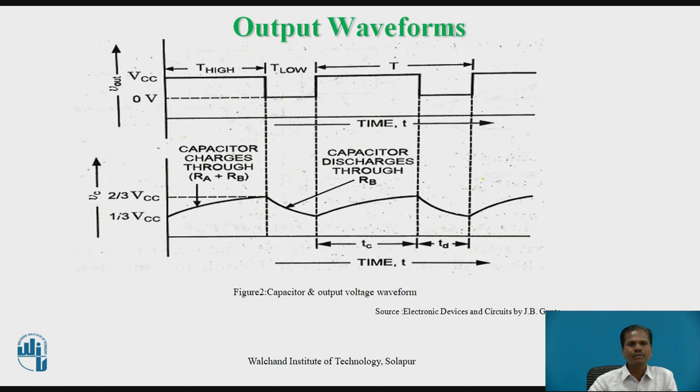When the voltage across the capacitor just falls below 1/3 VCC, again the internal comparator 2 switches the internal flip-flop, so that its Q bar output becomes high and the final timer output becomes high. So as the voltage across the capacitor just falls below 1/3 VCC, again the timer output becomes high. So TC is the time duration for which C charges from 1/3 VCC to 2/3 VCC, and TD is the time duration for which C discharges from 2/3 VCC to 1/3 VCC.